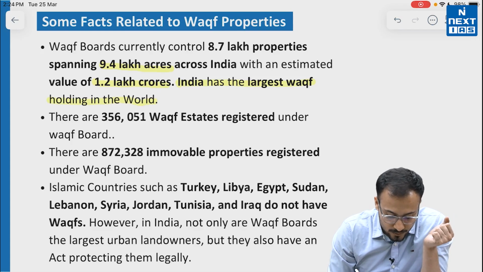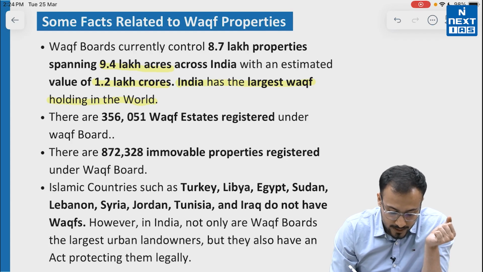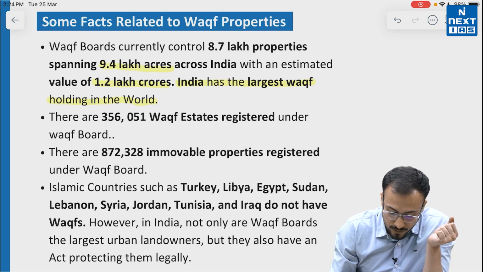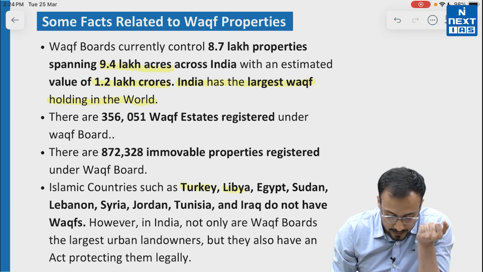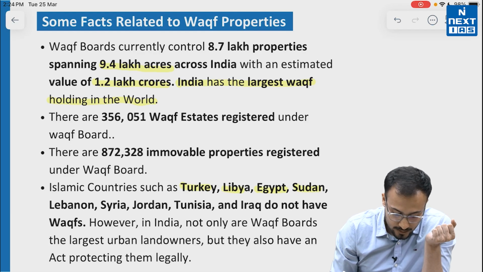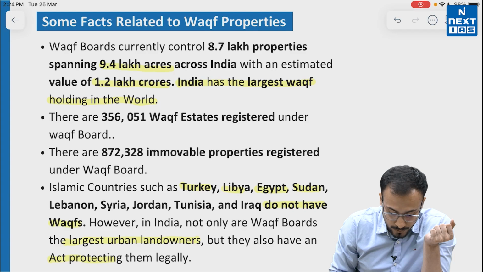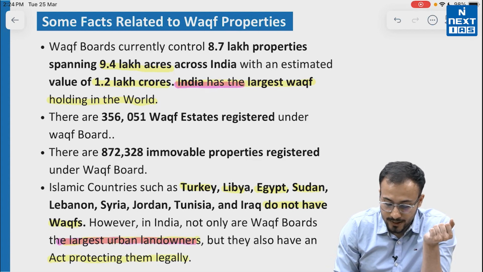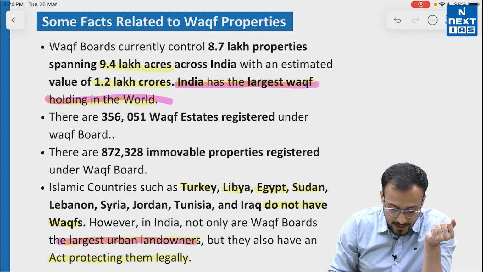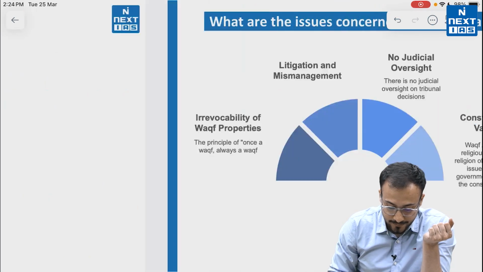There are around 3,56,051 Waqf estates registered under the Waqf board. There are 8,72,000 immovable properties registered under the Waqf board. Islamic countries such as Turkey, Libya, Egypt, Sudan, Lebanon, etc. do not have Waqf. However, in India, not only are Waqf boards the largest urban landowners, but they also have an act protecting them legally. So these two things are more important: largest urban landowner, India has the largest Waqf holding in the world, and these properties are protected legally.